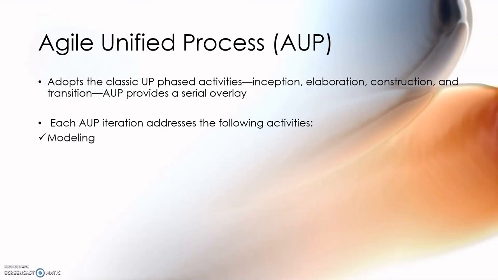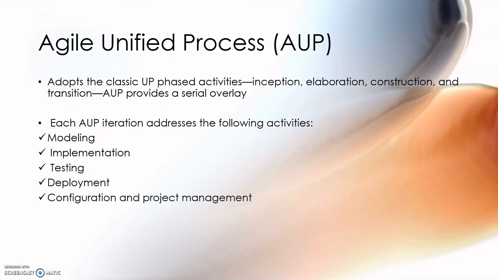First activity is modeling. UML representations, that is Unified Modeling Language representations of the business and problem domains, are created. Implementation. Models are translated into source code in implementation. Then testing. Like XP, the team designs and executes a series of tests to uncover errors and ensures that the source code meets its requirements. Then deployment focuses on the delivery of a software increment and the acquisition of feedback from end users.